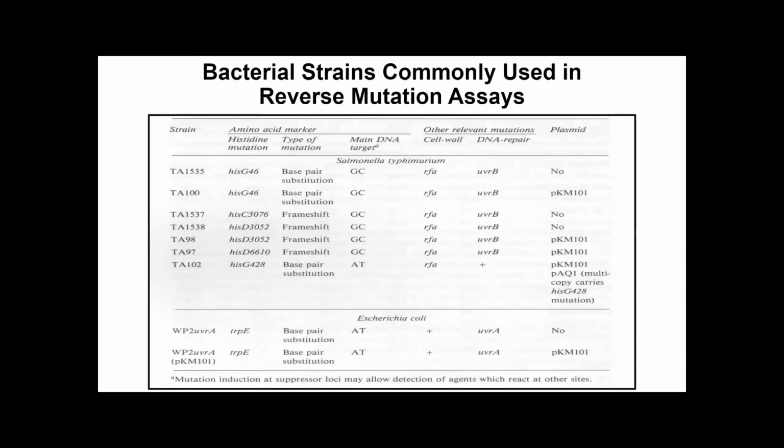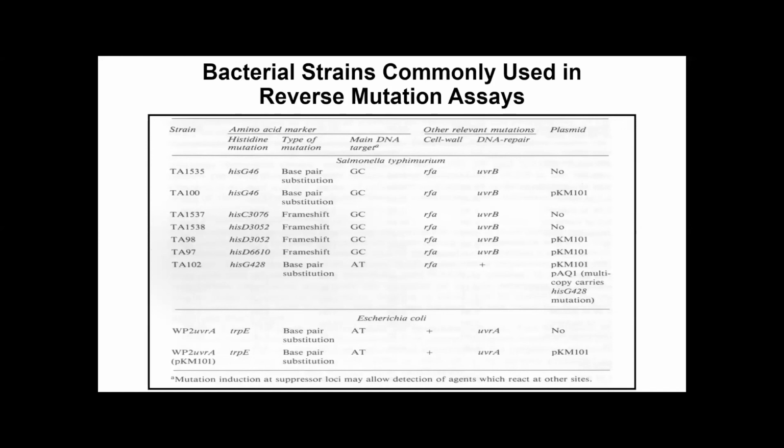There are commonly used strains that are used in the Ames test. The first set are the TA numbers. Those are all Salmonella. Bruce Ames created all the Salmonella strains. The E. coli strains on the bottom were created by another guy whose name was Green, from the UK. So these are the tester strains that are used.